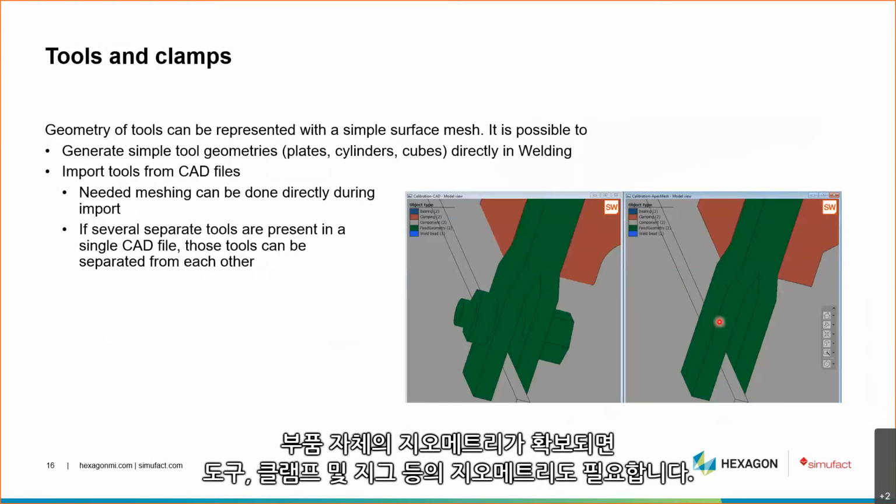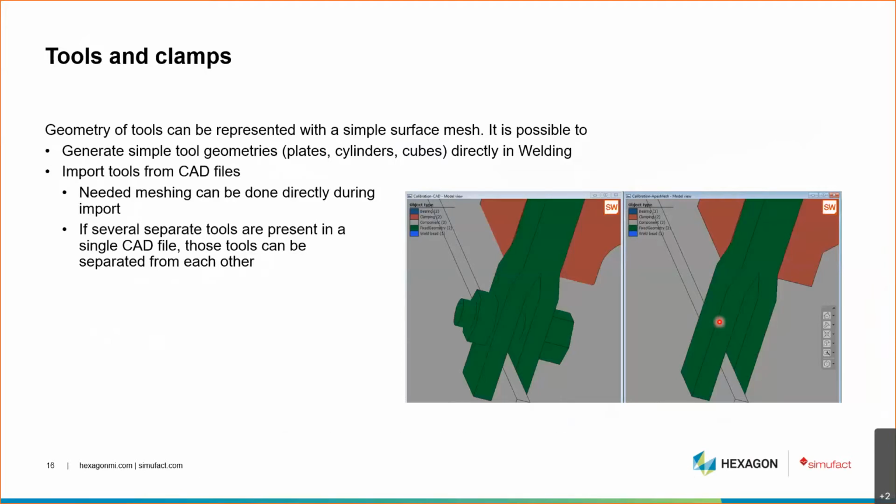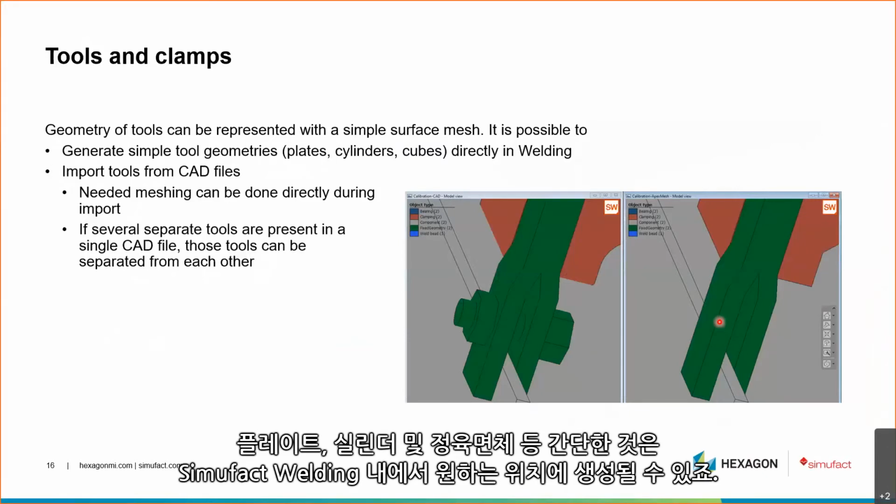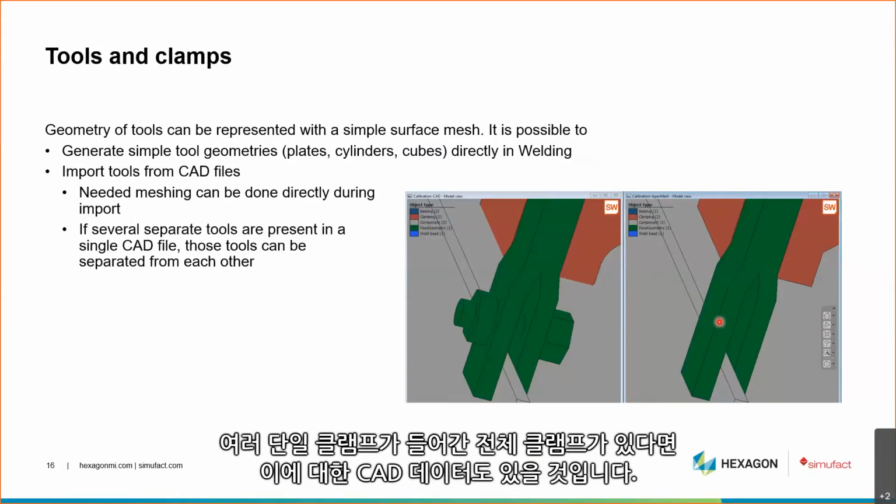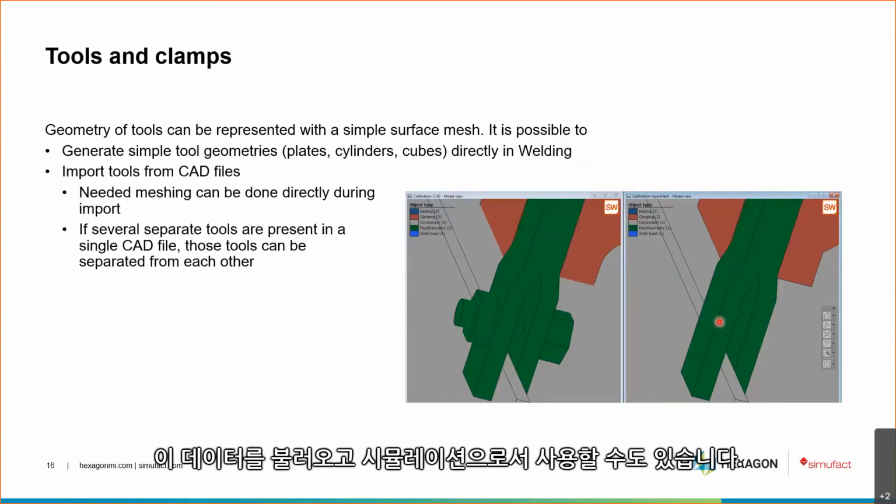After we have the geometry of the part itself, we also need geometries of tools and clamps and fixtures and so on. So simple ones like plates, cylinders, cubes, and so on can be once again created and positioned directly in welding. If you have a big fixture with a lot of single clamps, you probably will have some kind of CAD data for it. This CAD data can be imported and directly used in the simulation.